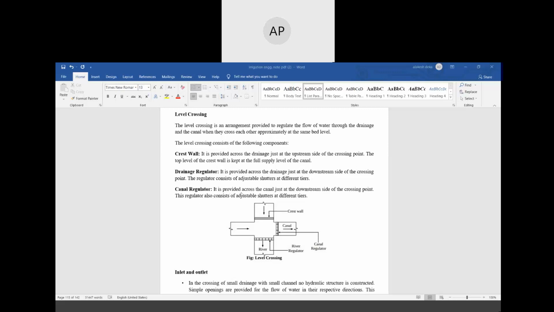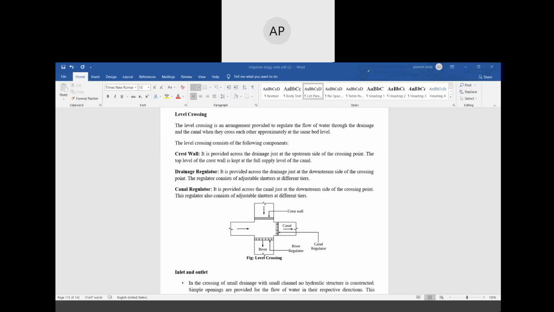And canal regulator, it is provided across the canal just at the downstream side. So these regulators are provided in a downstream area, downstream side of the crossing point. These regulators also consist of adjustable shutters at different tiers.